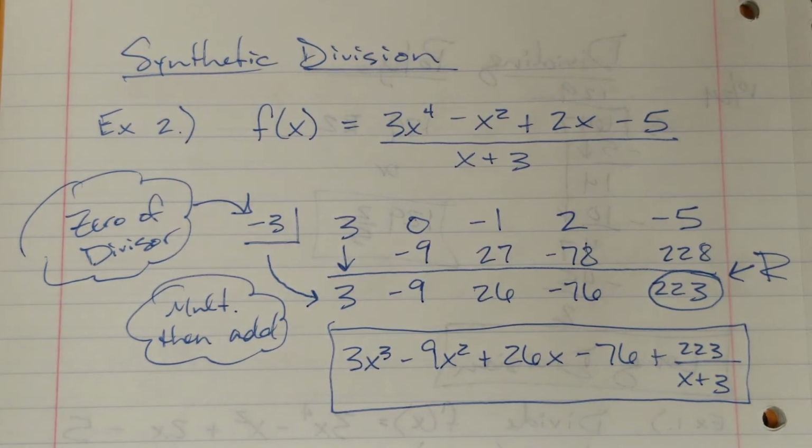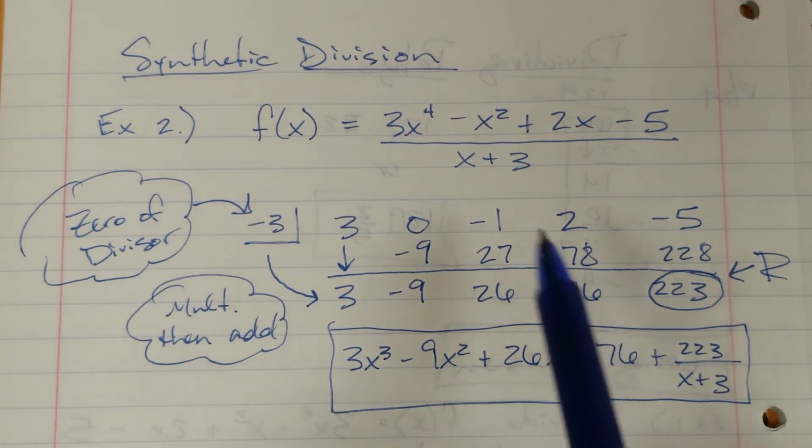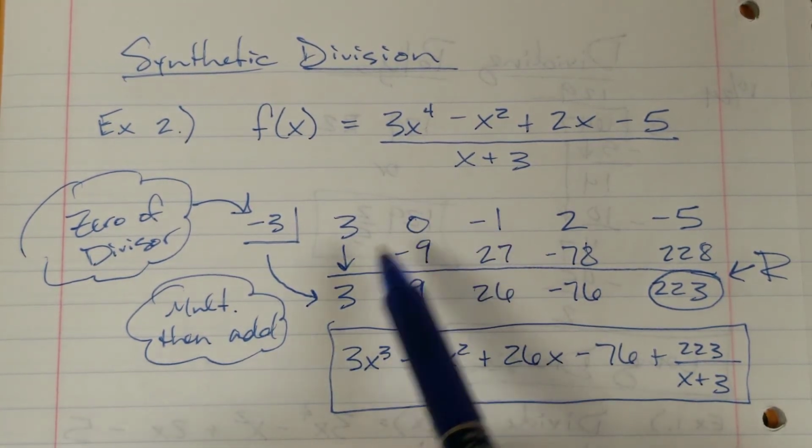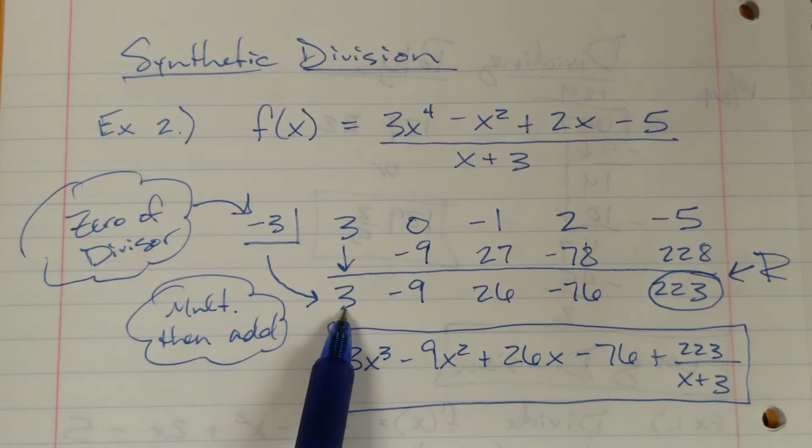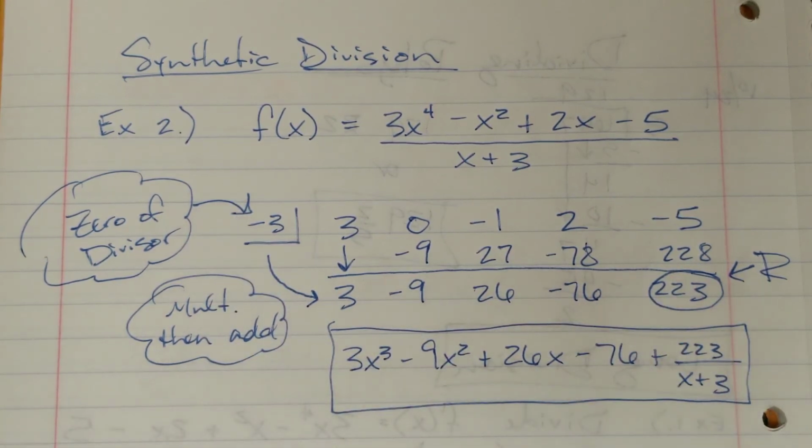But that's synthetic division. Again, don't forget the 0 for the missing terms. And don't forget to bring down that first term, the first coefficient. And then from there, it's just multiply, add all the way through. That's synthetic division. Hope it helps.